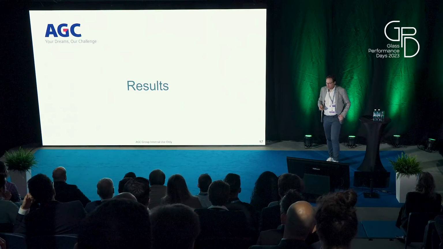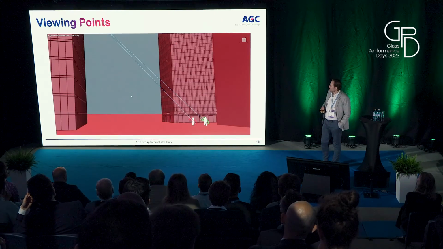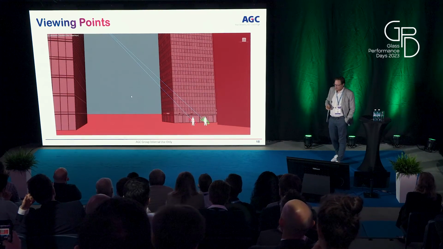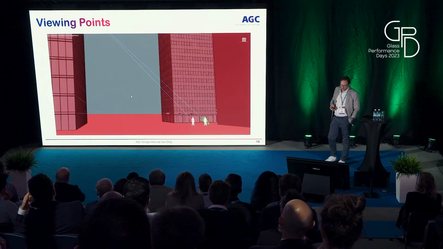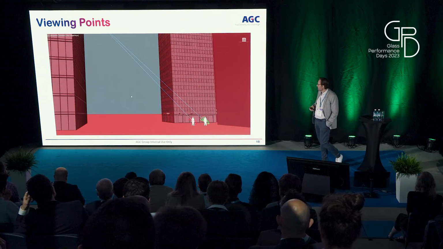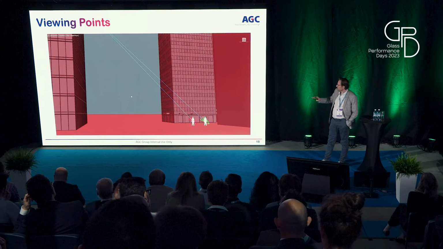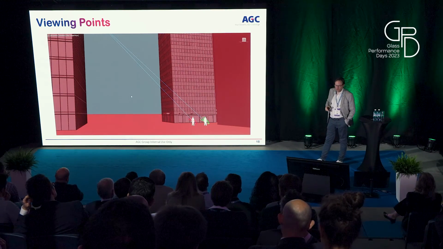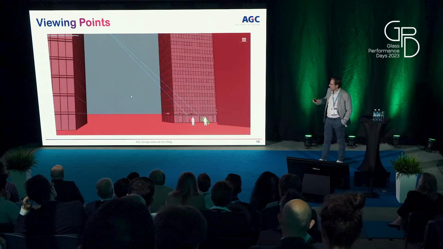Now we come to the results. We considered in the study three different viewing points. As I said, we have an urban environment. We have high-rise buildings all around. The building we have considered is 50 stories high. We have 40 meters distance and 50 meters distance. We have a viewing angle of 45 degrees. And we have a more acute angle.